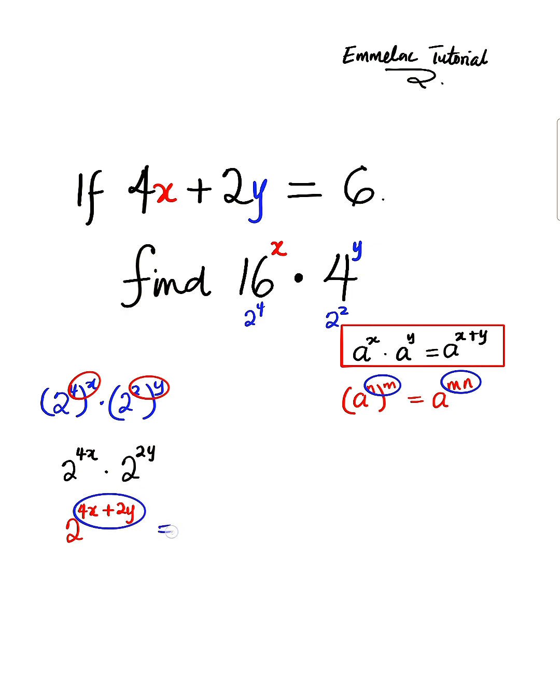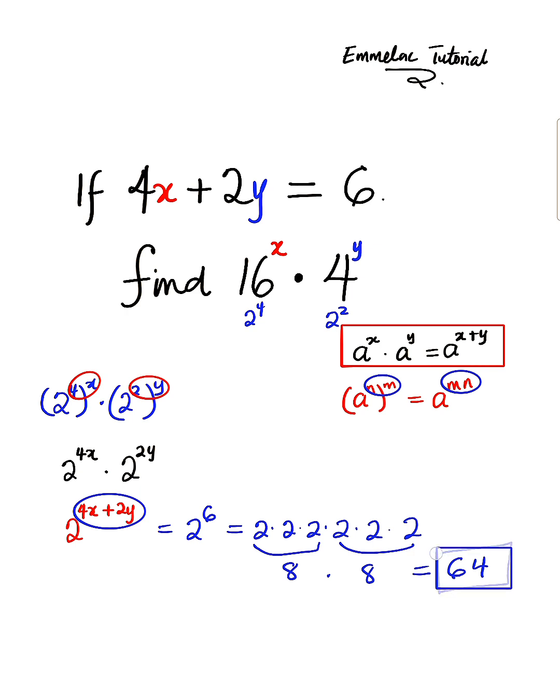So here we have 2^6, which is the same thing as saying 2 times 2 times 2 times 2 times 2 times 2. Take note, this is 8 and this is 8. Now 8 times 8 will give us what? 64 as the final answer.